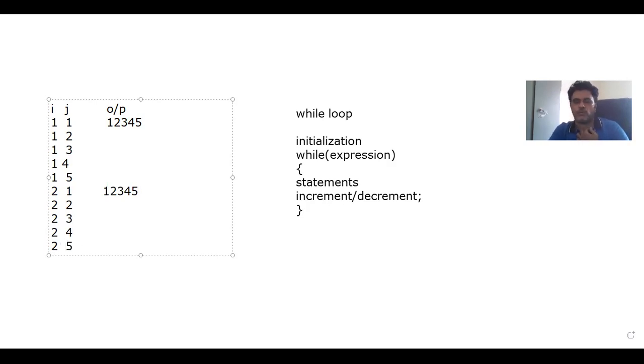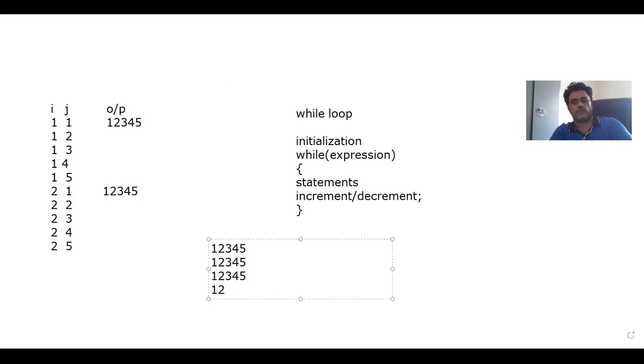So how long will this process go? Till the I value is 5. So finally you will get the output as 1, 2, 3, 4, 5, 1, 2, 3, 4, 5, 1, 2, 3, 4, 5, and 1, 2, 3, 4, 5. So this is finally the output we will get. So here what happens: first I value will be 1 and J value becomes 1, 2, 3, 4, 5. Next I value will be 2 and J value will be 1, 2, 3, 4, 5. And so on, this process will continue till the I value also becomes 5.